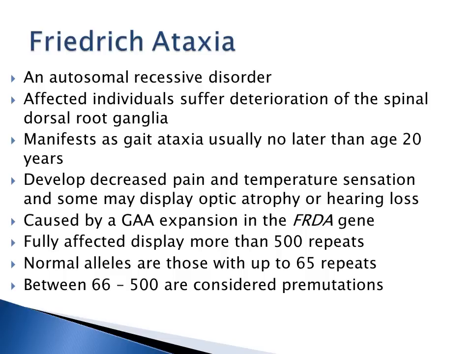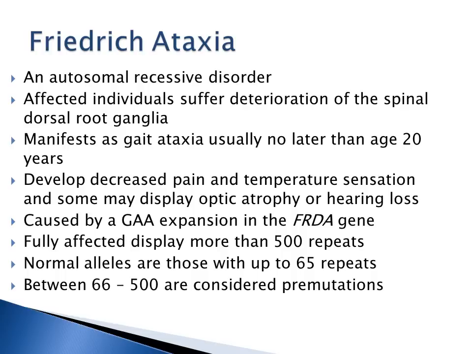Friedreich ataxia is an autosomal recessive disorder. Affected individuals suffer from deterioration of the spinal dorsal root ganglia, and it manifests as gait ataxia, or difficulty in walking, usually no later than age 20. Also, individuals develop decreased pain and temperature sensation, and some may have eye problems and hearing loss.